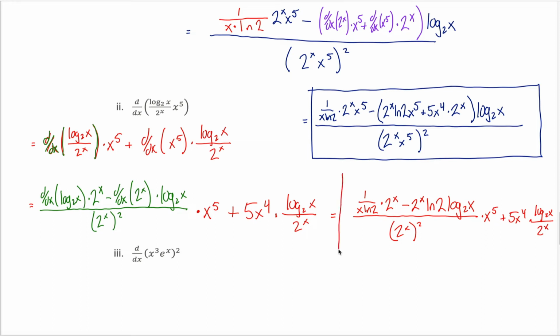Wow, that's pretty ugly. Could you simplify it? Absolutely. Should you simplify it? I don't know. I probably wouldn't. Maybe I'd recognize I have a 2 to the x in each of these terms and factor that out and cancel it with this one. Maybe I'd even take this x to the 5th and distribute it through the parentheses so I could cancel this x with one of these x's. But even if you do all that, it's still going to be kind of ugly looking.